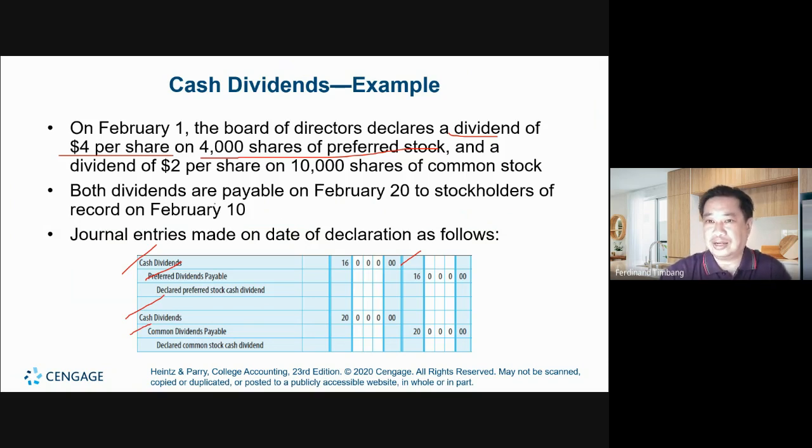Where's the dividends here? This one. And a dividend of $2 per share on 10,000 shares of common stock. So 2 times 10, so you have that 20,000. So again, we debit the cash dividends and then credit the dividends payable. So we have the preferred dividends payable for the preferred stock, and then the credit common dividends payable for the common stock.